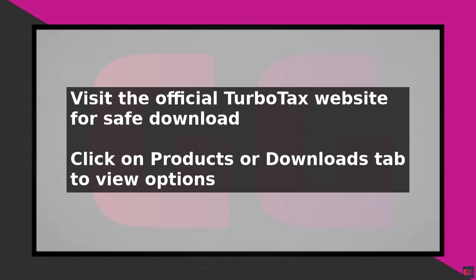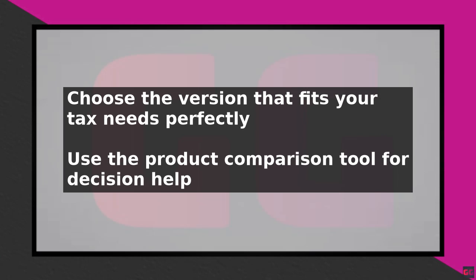If you are unsure, you can use the product comparison tool to help make a decision. After selecting the desired version, click the Buy Now or Download button to proceed to the checkout process. You will need to create an account or sign in if you already have one. Fill in the required information, including your name, email address, and payment details.